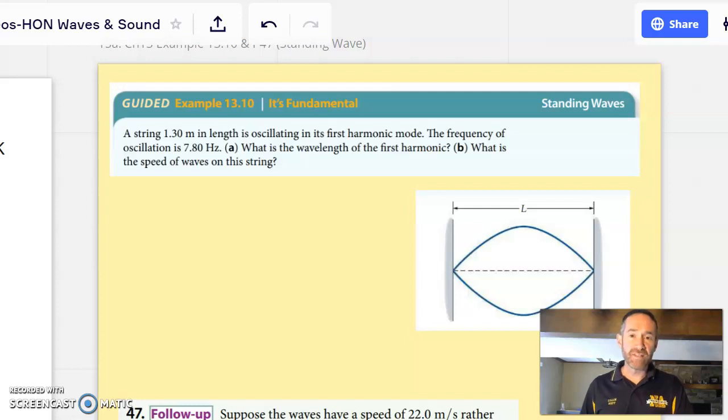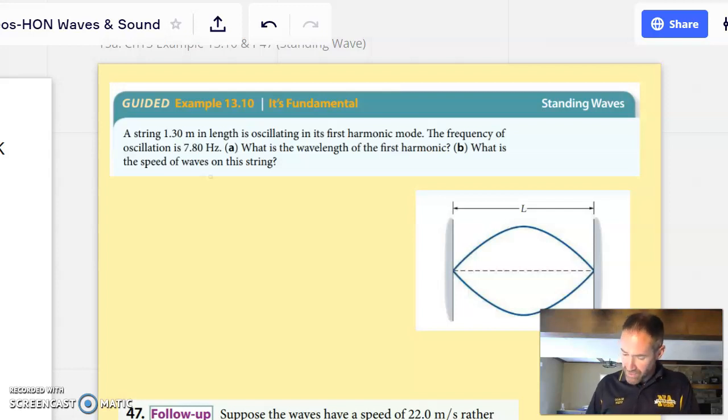On example 1310, they have a string that's vibrating in the first harmonic mode. That means it's vibrating with the perfect frequency to produce this standing wave with an antinode at the middle and two nodes at the end. It says the string is 1.3 meters in length and it has a frequency of oscillation of 7.8 hertz. They ask for the wavelength and the speed.